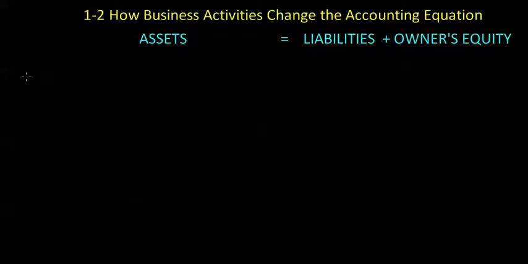1-2, how the business activities change the accounting equation. In 1-1, we learned the accounting equation, where assets equals liabilities plus owner's equity. We call these three headings classifications. Within each classification, there are accounts. The first account we're going to look at will be cash.